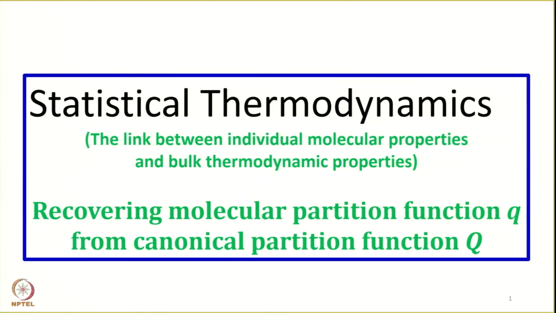Now, the next question is, can we recover the molecular partition function from the more general canonical partition function? Remember that we talked about different types of ensembles. We talked about microcanonical ensemble, canonical ensemble, and grand canonical ensemble. But we chose canonical ensemble for further discussion, for further developing equations. The canonical ensemble is NVT constant, and we allowed the molecules to interact with each other so that the energy can be exchanged and the energy of the system may not be constant. After such a discussion, we came up with an expression for canonical partition function, which was given the symbol capital Q.